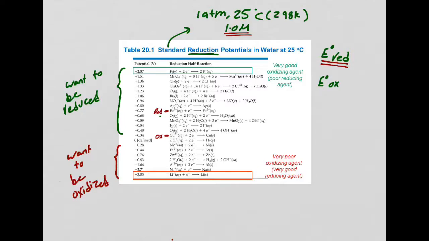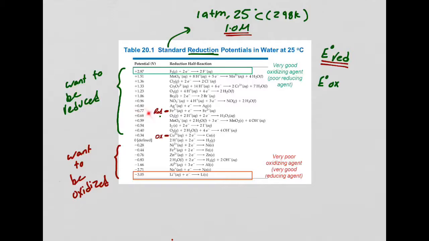You can add up the numbers, but you don't even need to, because what wants to be oxidized has to be lower than what wants to be reduced. Everything on top really wants to be reduced, everything on bottom wants to be oxidized. So the one that gets reduced has to be higher on this table than the one that gets oxidized. That's one way to look at it. So will this reaction go? This reaction will go.